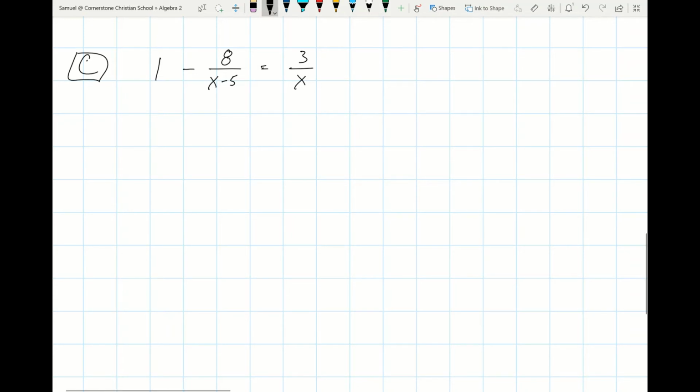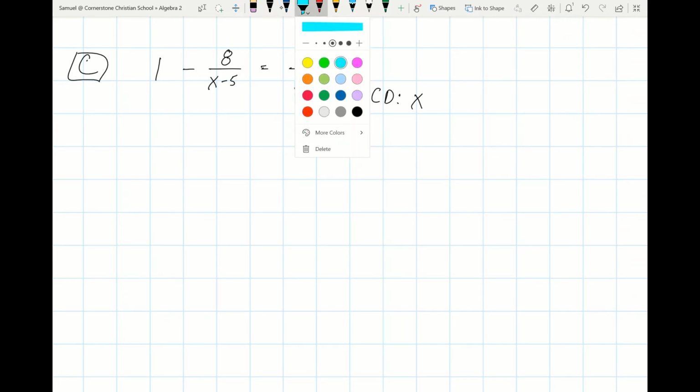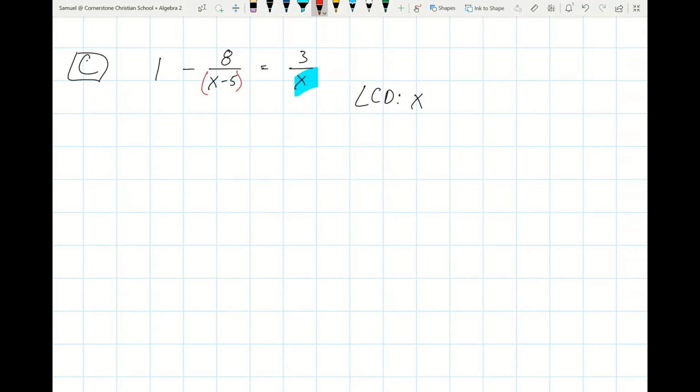So for my LCD, I have an x, but this x does not account for the other x because remember, it is a separate factor. So this is x minus 5 and this is x. They are separate factors. And so my LCD can be x and it can be x minus 5. Well, it has to be. The 1, on the other hand, is just 1 over 1. And so you can include a 1 here, but you don't need to. It's not going to change the problem. It's an invisible 1.